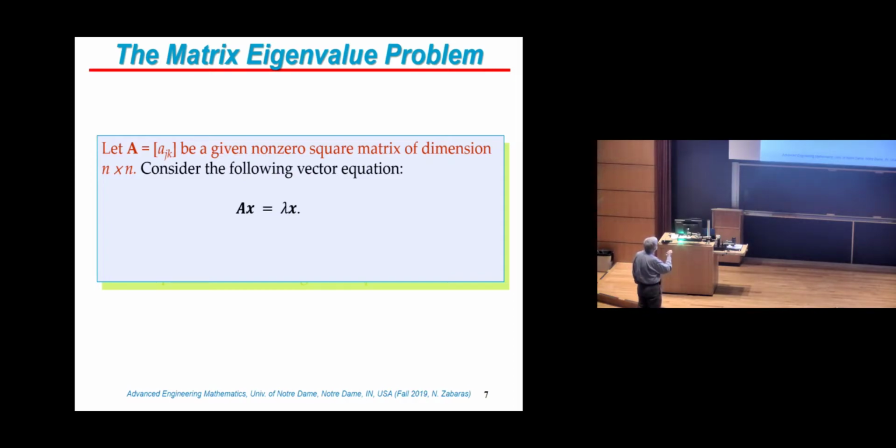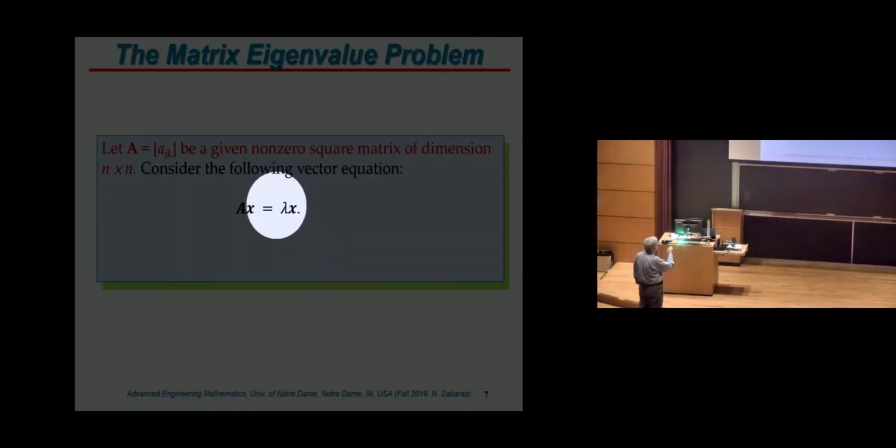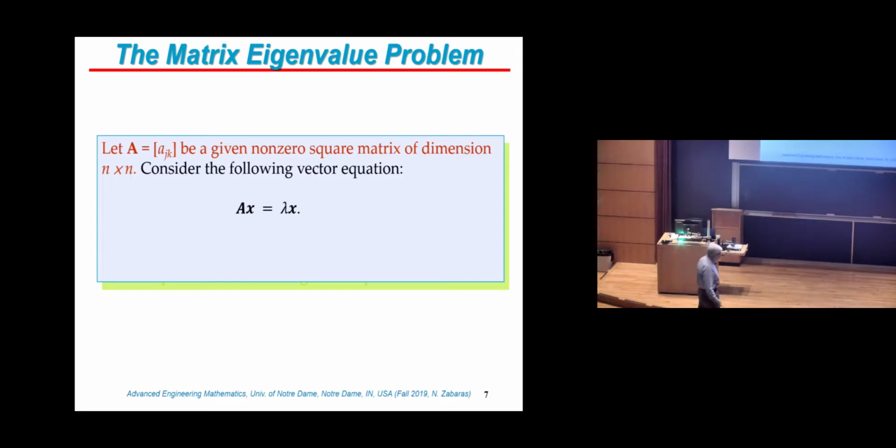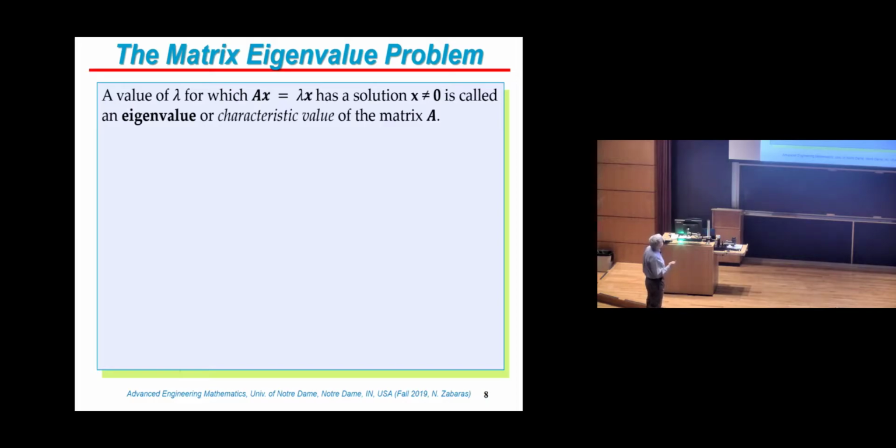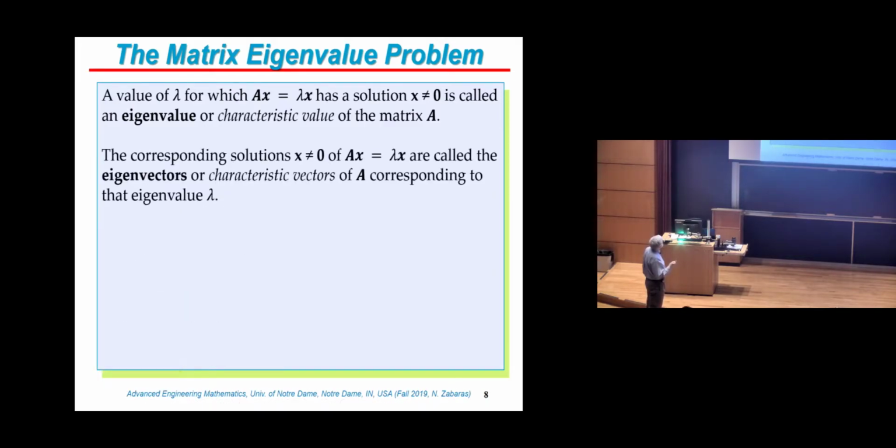So we are looking for these scalars lambda, which we call the eigenvalues, and these vectors x, so that Ax equals lambda x. And obviously our interest is to find non-zero lambdas and non-zero x, okay? But this is what we call an eigenvalue problem. So given A, find lambda and find x.